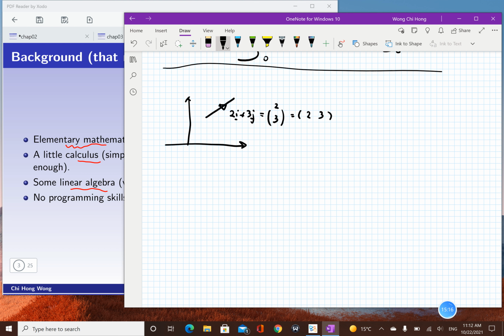When you do your physics, in school or in university, you might have come across these guys. Some people prefer to do it with 2i plus 3j, that sort of notation, where it means you're moving along horizontally by 2, and then vertically by 3. You need a simple understanding of these vectors. So if you can add vectors together, and multiply a vector by a number so that it gets stretched longer, that's all.